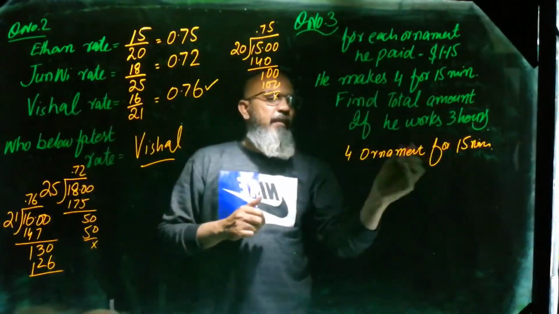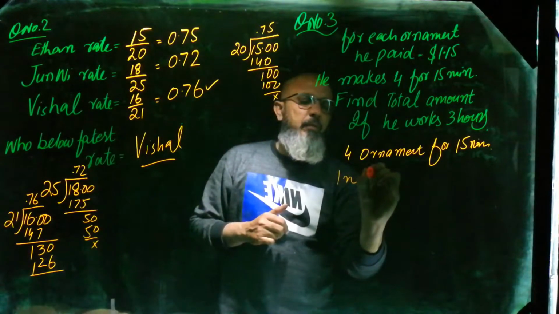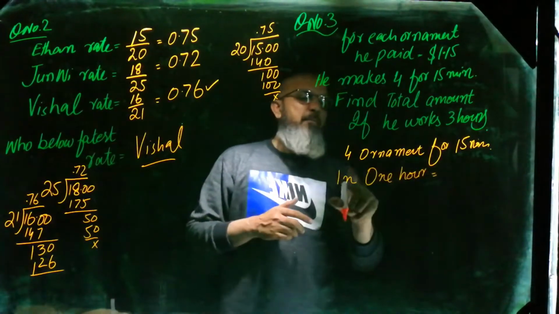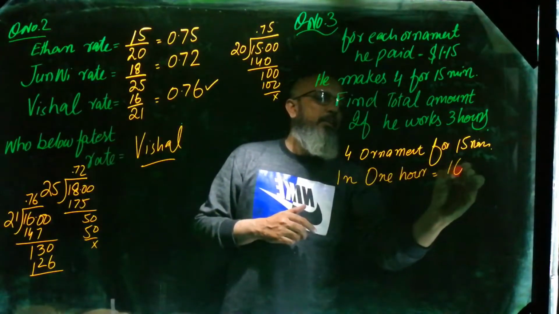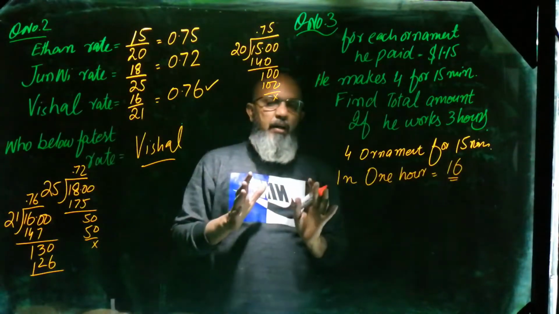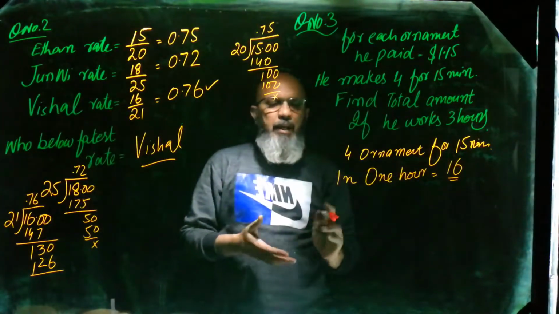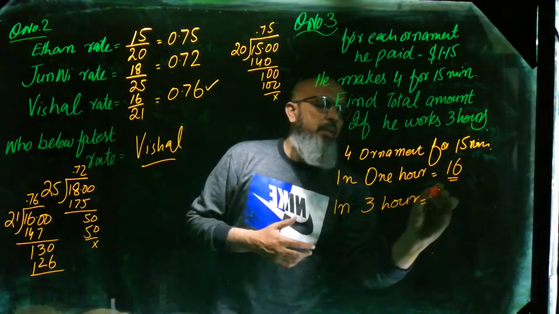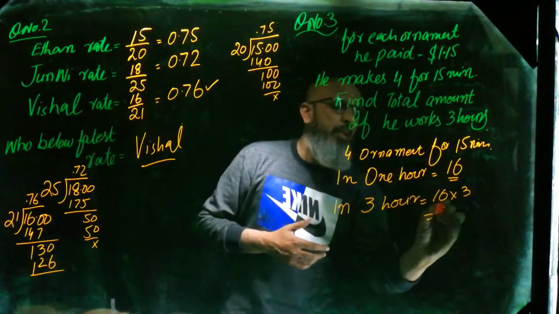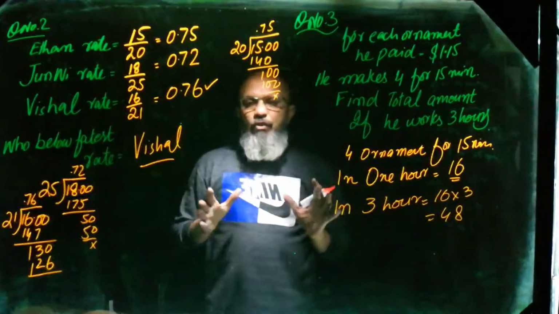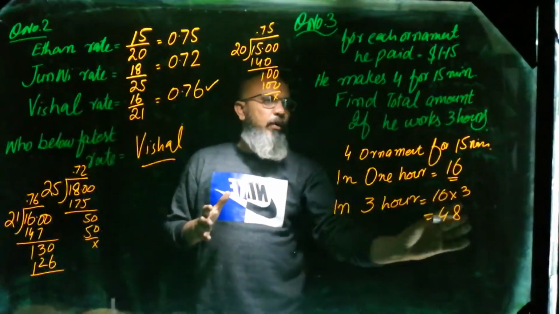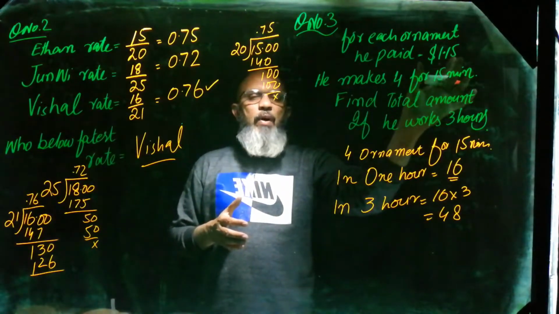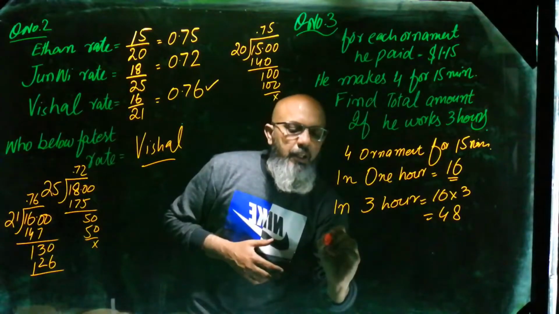So it means in 1 hour he can make 4 4s are 16 ornaments. So in 3 hours, how many ornaments can he make? That is 16 multiplied by 3 is equal to 48. Means in 3 hours total he can make 48 ornaments. And what is he paid for one ornament? That is $1.15.